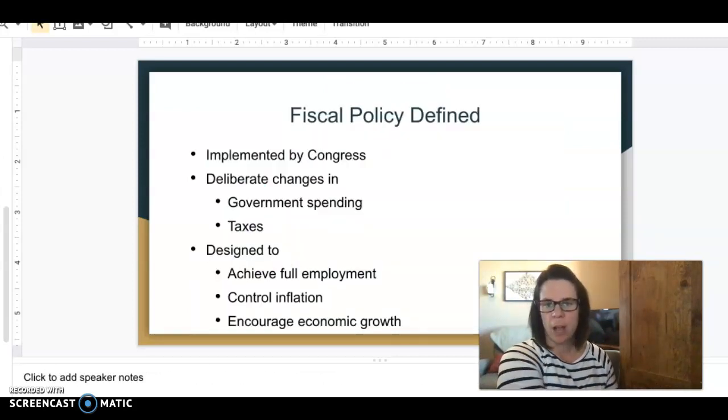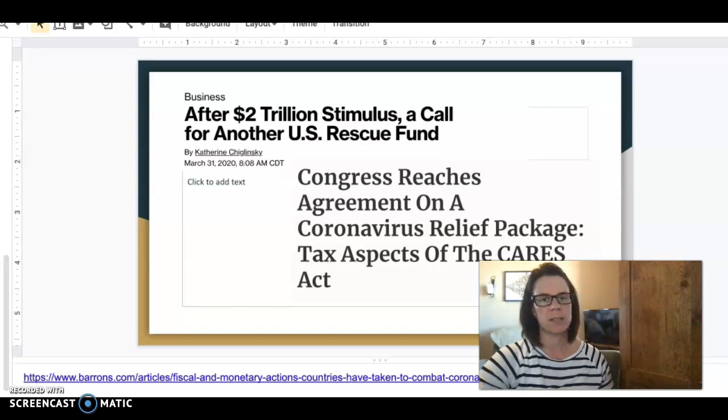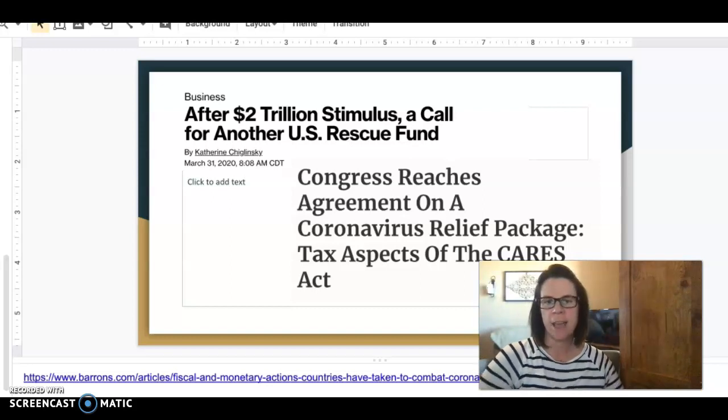So it's implemented by Congress, and it's designed to achieve full employment, control inflation, and encourage economic growth. So take a look at a couple of headlines. Exactly what we've seen with the Stimulus Act, and then Congress reaches agreement on the CARES Act. That's what they're calling this $2 trillion stimulus package, the CARES Act.